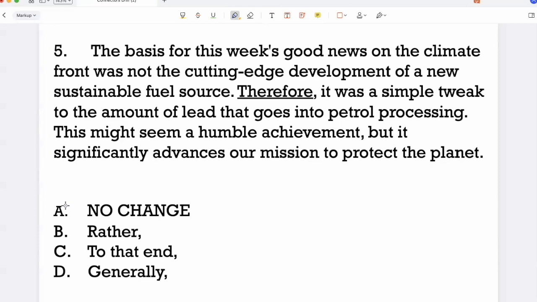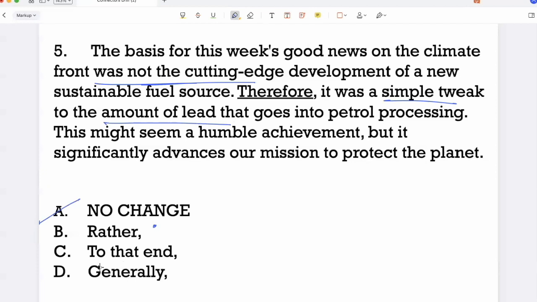to protect the planet. So even as I'm reading it, I can see that there would be a contrasting connector that's required here because I'm saying the basis is not the cutting edge development of a new sustainable fuel source, but a simple tweak to the amount of lead. So that but is kind of inbuilt when I try to join the two sentences. So it can't be therefore because therefore is a cause effect connector. I use therefore when I'm talking about the result of something. So it's not that. Rather is a good answer, right? Rather is a contrasting connector. So I'm saying that the basis is not this, rather it is a simple tweak.